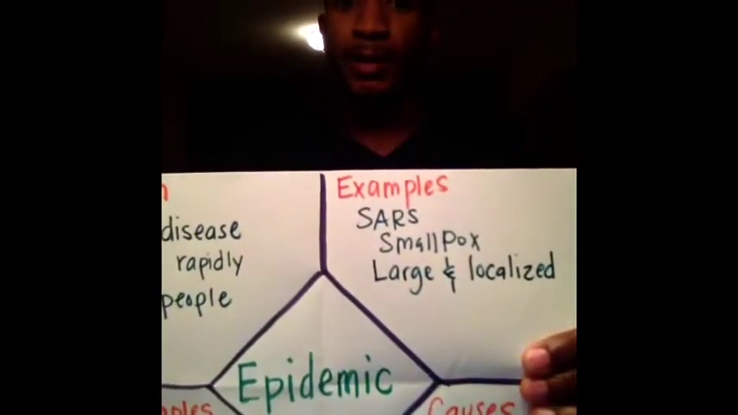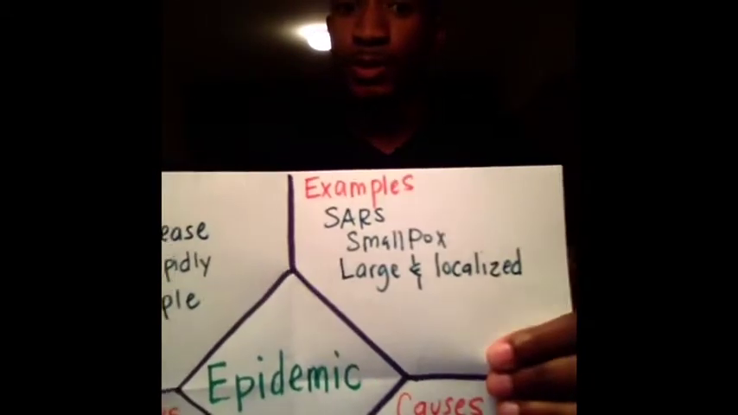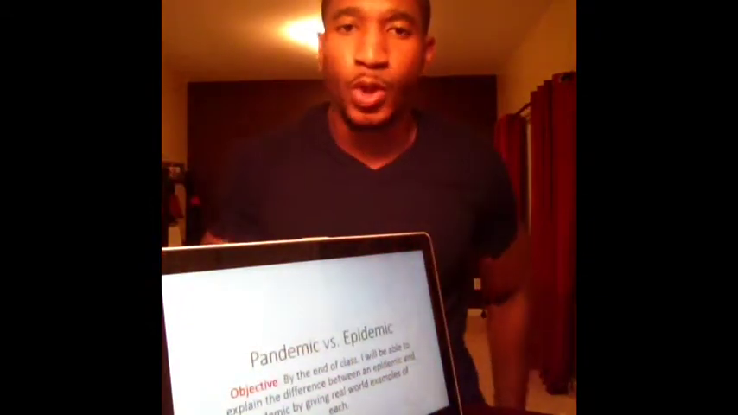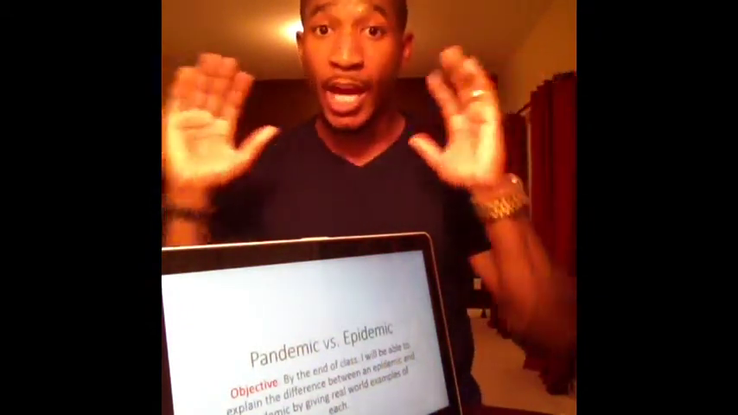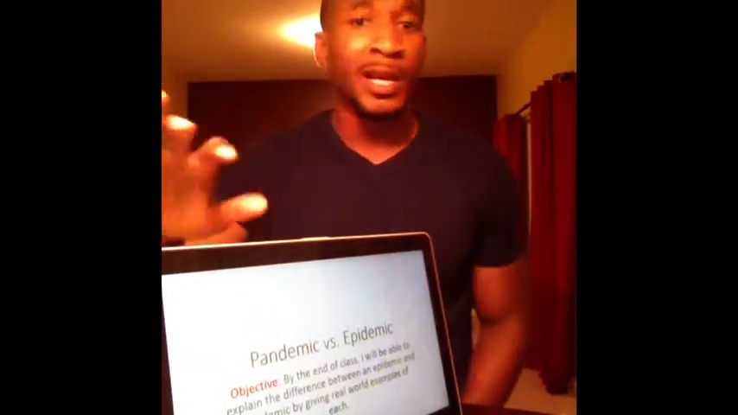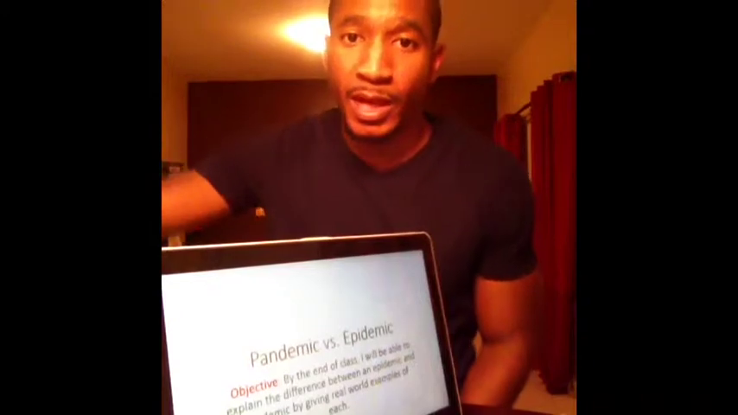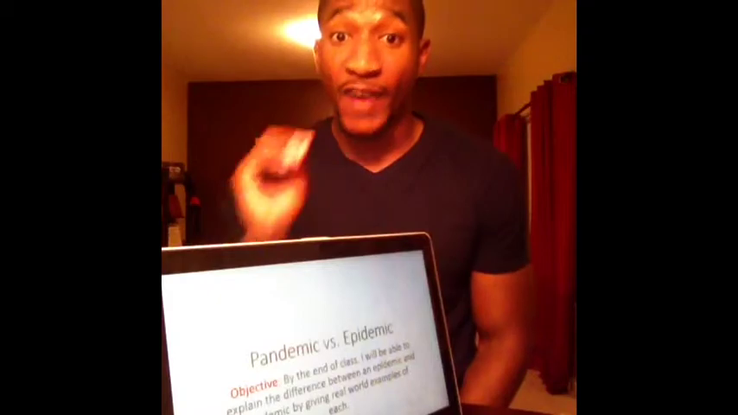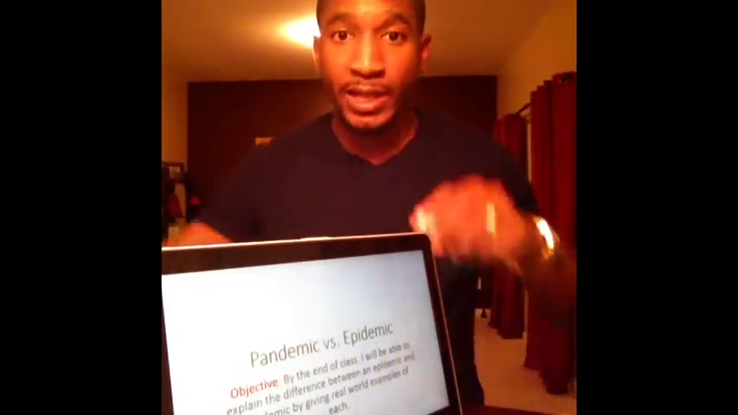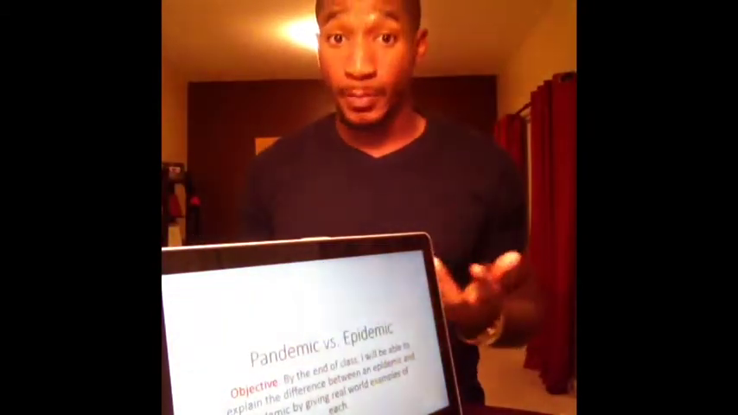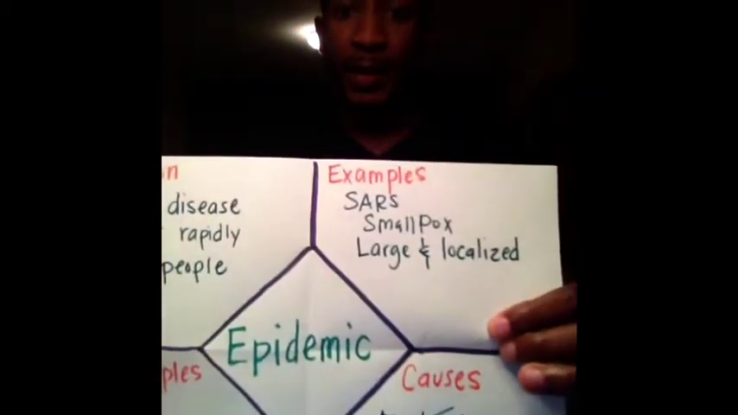An epidemic. Some examples: SARS, smallpox, large, and localized. What I mean by local is we're talking about a group of people who are a short distance from each other. Let's say Ransom, for example. That can be a localized population of scholars. So if everybody at Ransom was to get SARS, that can be considered an epidemic.